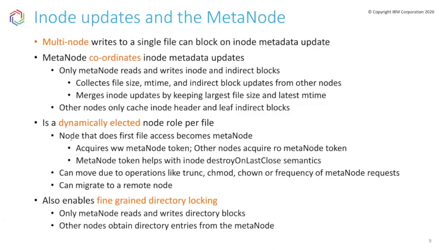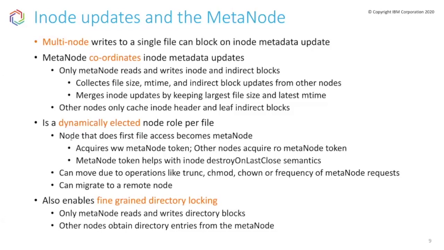The other nodes, all they do is they cache various inode fields, indirect block fields for their intermediate use, but when they have to really make a change to the inode, they send a message to the meta node to make the change on their behalf. So this way, the meta node can collate a lot of changes and save on the I/O as well. And because each node just has to do a network send instead of taking a lock and doing an I/O, it's also quite efficient.